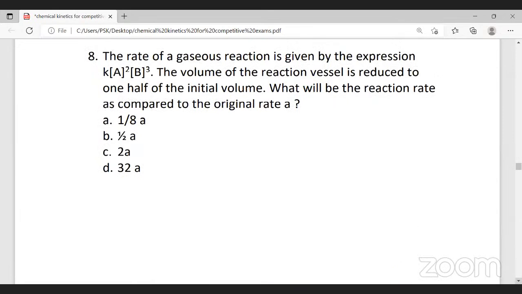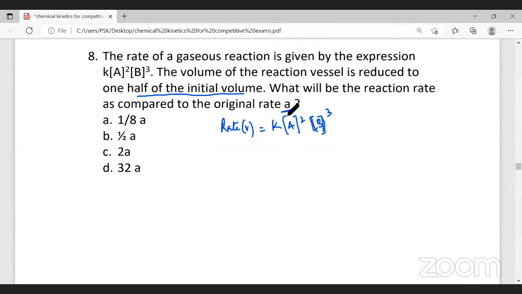The rate of a gaseous reaction is given by the expression: rate, represented by small r, is given by k into concentration of A to the power 2 into concentration of B to the power 3. This is the rate equation they have given. The volume of the reaction vessel is reduced to one half of its initial volume. What will be the reaction rate compared to the original rate?